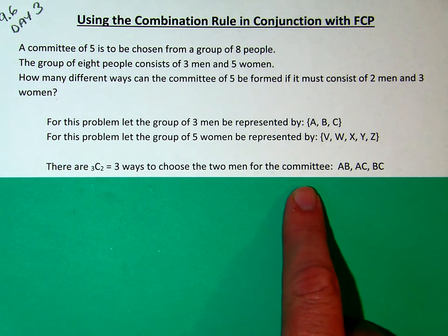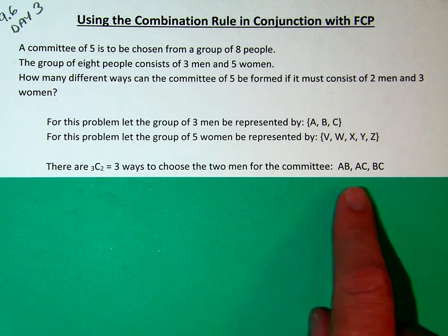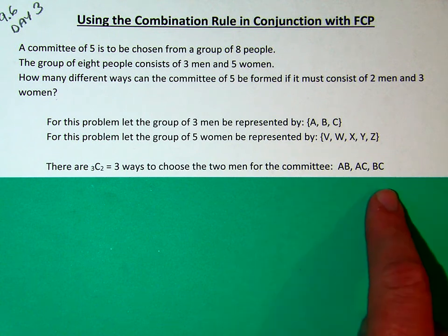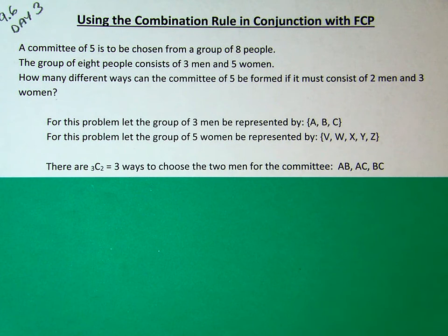Making a list for that, it would be AB, AC, BC. Now order doesn't matter. The group AB is the same as the group BA. There's no president and vice president in this group. You're either in a group or you're not.